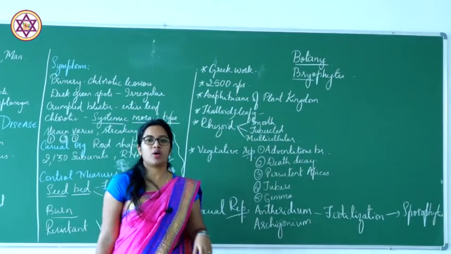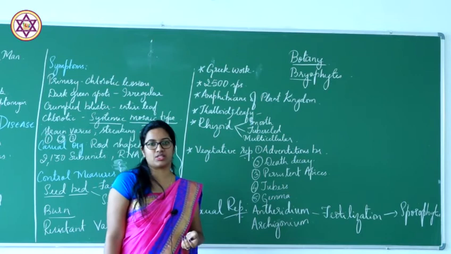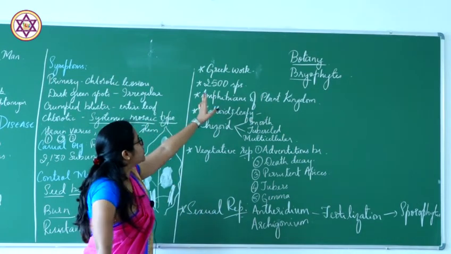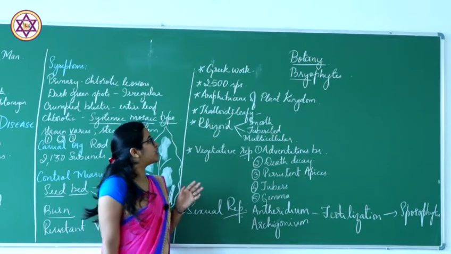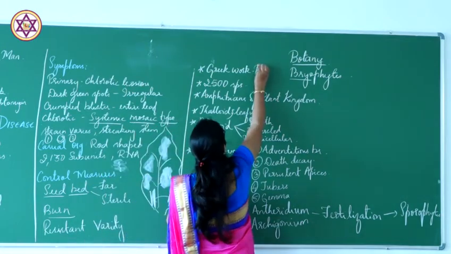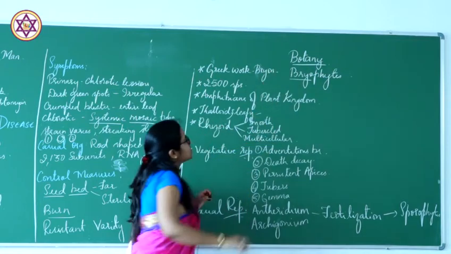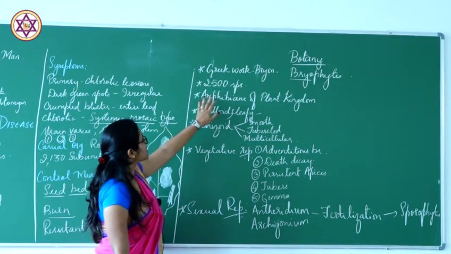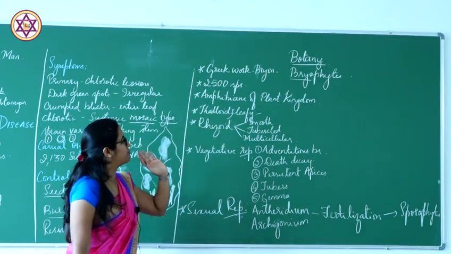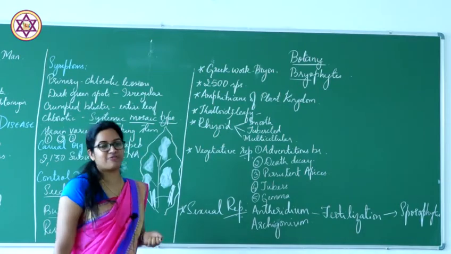So, another small topic to be covered here. We will start with bryophytes general characteristics. To begin with, bryophyte is derived from the Greek word bryon, which means moss, and phytes is nothing but plants. There are about 2,500 species of bryophytes, and we call them the amphibians of the plant kingdom.